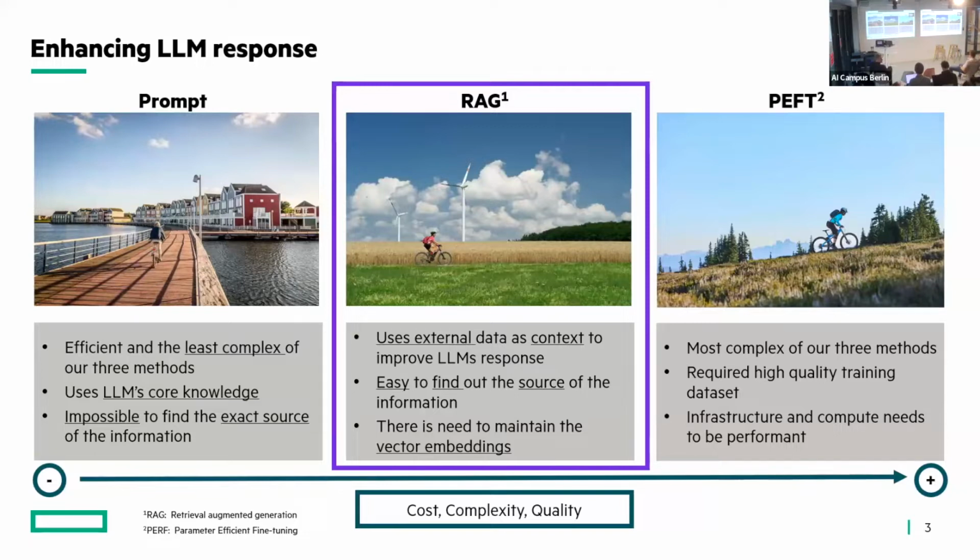Then you have the last one, parameter efficient fine-tuning, the PEFT. Comparing the three methods, it's the most difficult one to go for. You need a high quality data set, and you need more compute performance to train this kind of model. So you see from left to right, it's getting more and more complex. It costs more, but the quality is getting better.